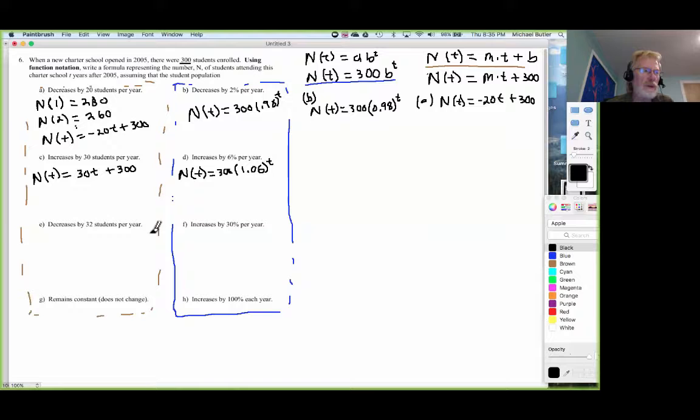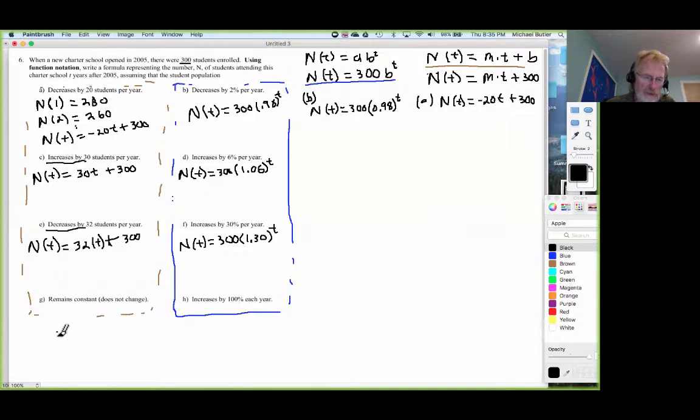These are so easy, they're hard once you get the hang of them, right? So I'm going to decrease by 32 students per year. So n of t, recognize that what they're giving you there is the slope, that's m. So I'm going to go up by 32 students per year plus my initial 300. And over here in F, I'm going to increase by 30% per year. So that's n of t is equal to my 300 times 1.30 raised to the t.